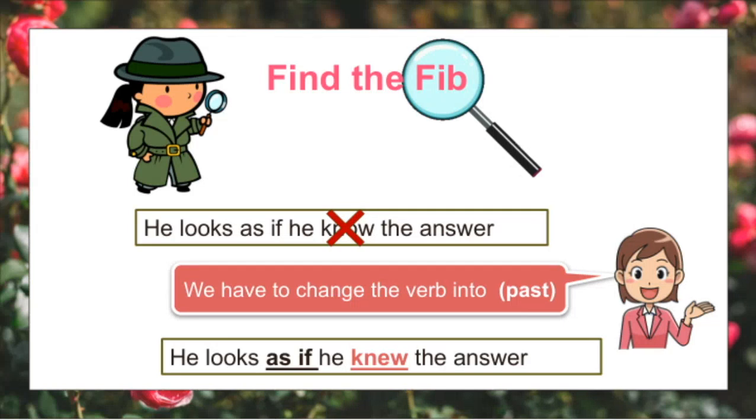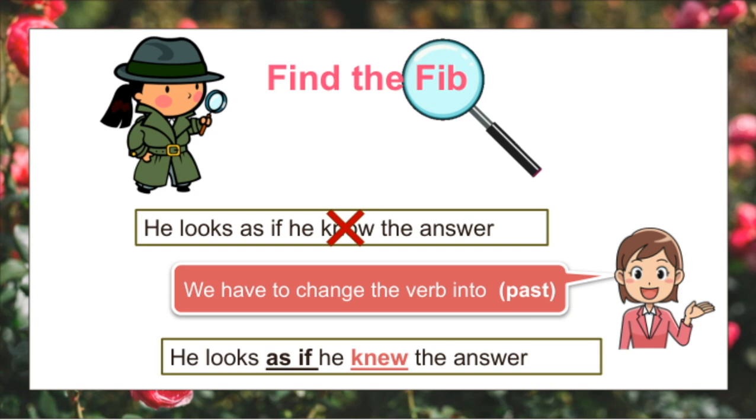All right, let's take a closer look at this slide. We have the sentence, he looks as if he knew the answer. Now, notice that the verb knew is in the past tense. This is an example of how we use the past tense in a clause that describes a present situation, which can sometimes be a bit tricky. The key point here is understanding the difference between the present and past forms when using looks as if.